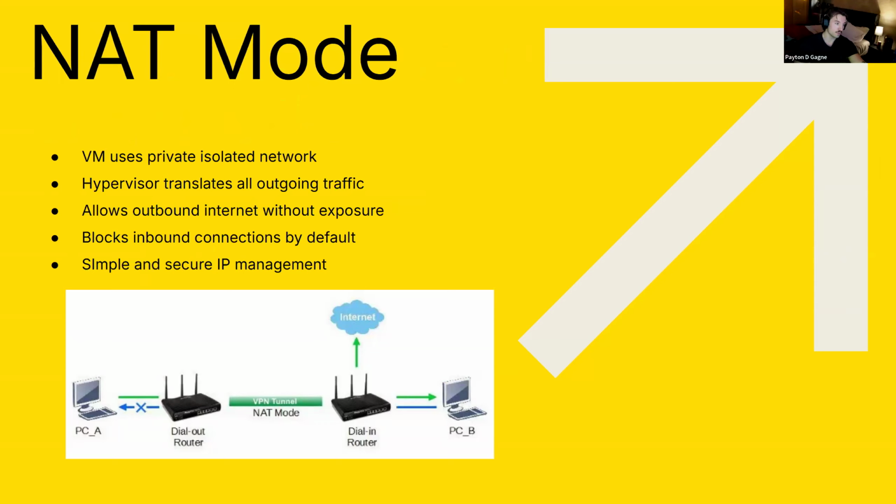For NAT mode, the VM sits on its own private network, and the host basically translates its traffic. The VM can get out to the internet, but nothing can reach it directly. It's the safest and easiest setup because you don't really have to configure anything. This is usually what you'd use if you just need updates or want to browse from inside the VM without exposing it.